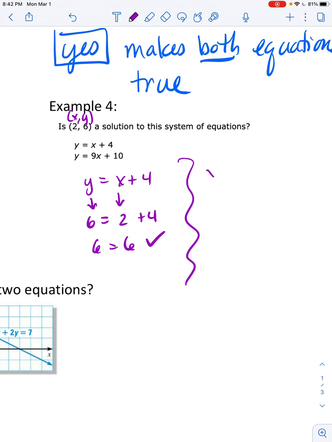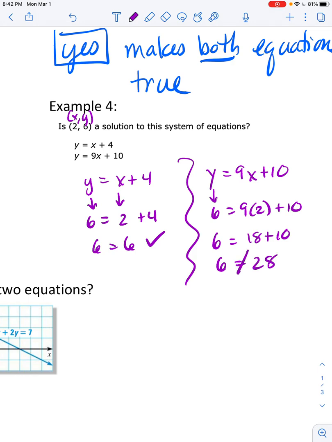So I'm putting into each equation, I'm putting in a 2 for my x and a 6 for my y. Okay, so this one, I'm going to get a no again because even though it worked in this first one, so I was halfway there, it does not work when I plug it into the second one. So it cannot be a solution to the system because it has to work in both.